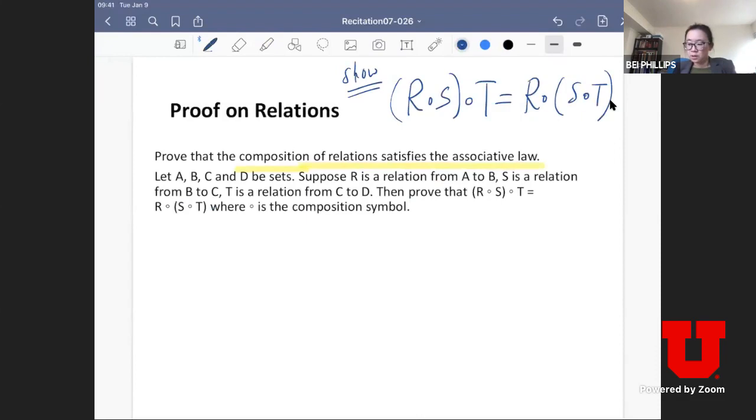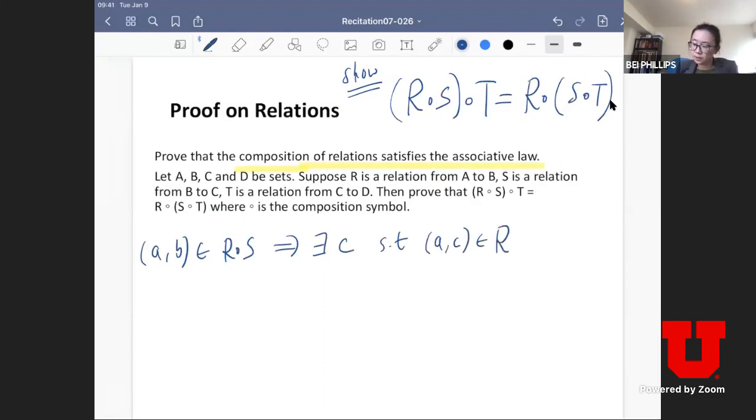But of course, before we do that, let me give you a quick review. What does a composition mean? A pair belongs to a composed relation if there exists an element in the middle such that (A, C) is part of the first relation and (C, B) is part of the second relation.